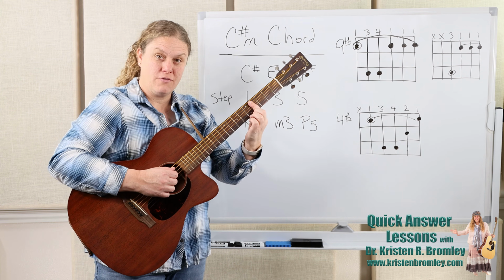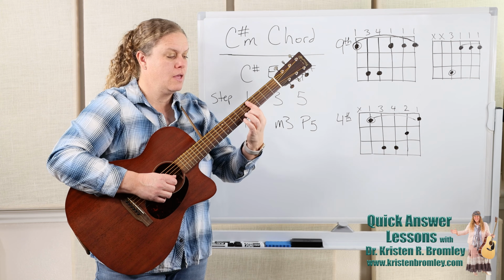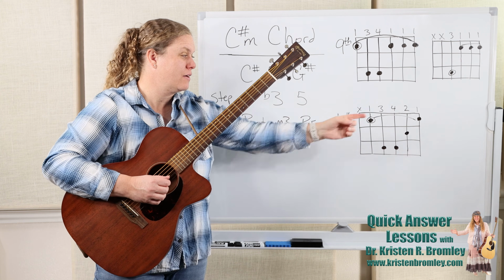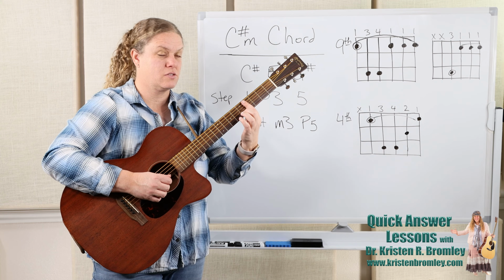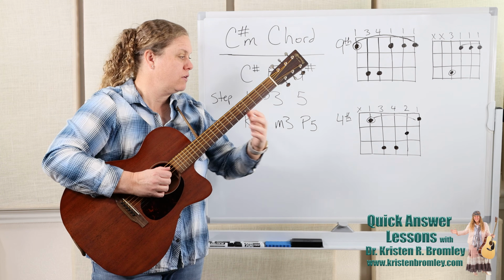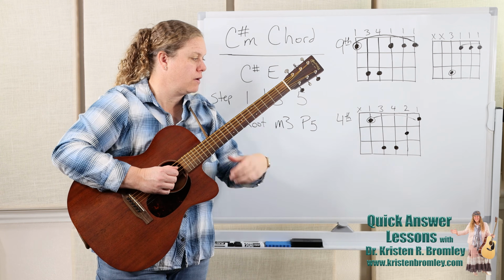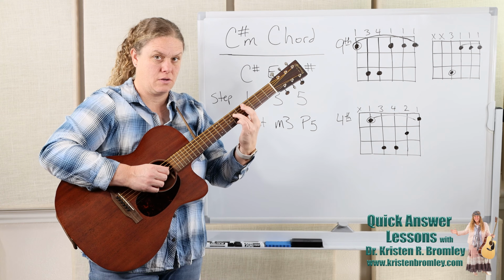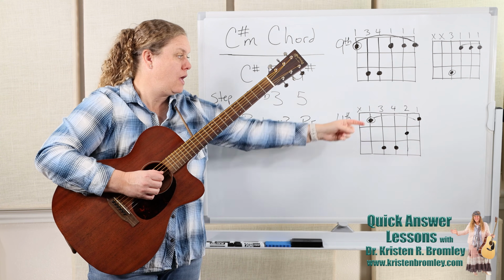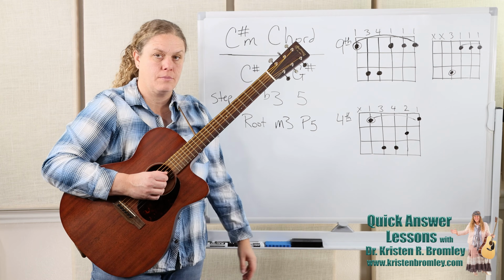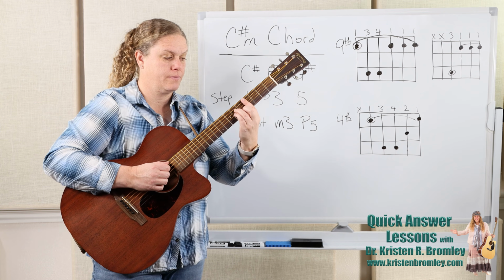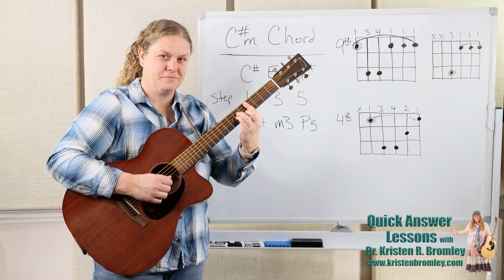So we've got our bar at the 4th fret, and then our middle finger will be 1 fret higher than the bar on the 2nd string, so at the 5th fret. Our ring finger will be 2 frets higher than the bar at the 6th fret, so on the 4th string, and our pinky will be 2 frets higher than the bar, so at the 6th fret on the 3rd string, and we get C sharp minor.